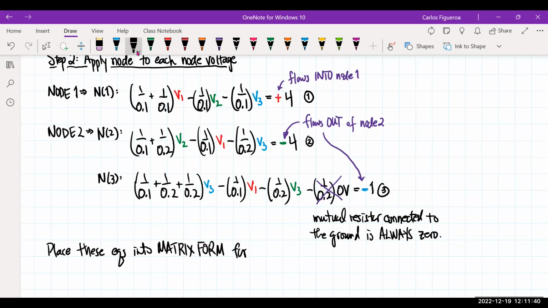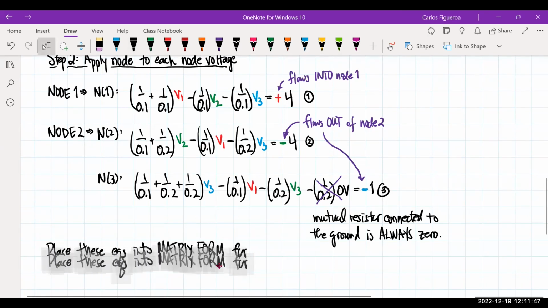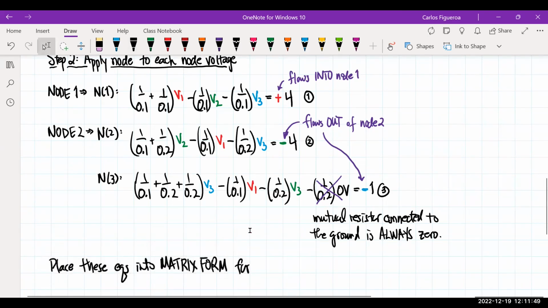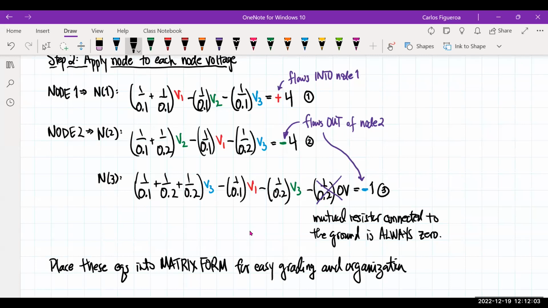I'm going to get tight here, so I'm going to move this down one, for easy grading for me and organization or calculations for you.